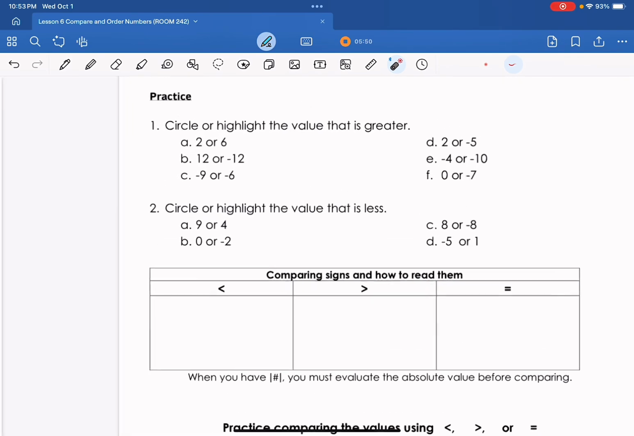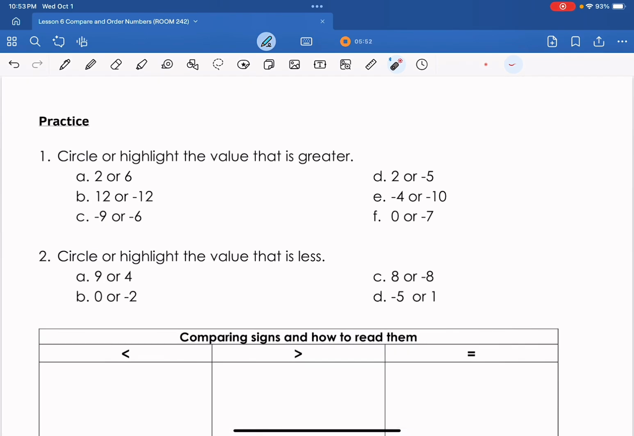Okay, so this one's for us to practice ourselves. So we're going to practice comparing some integers ourselves. So this says you can circle or highlight the value that is greater. So for the time being, I will highlight them. So we have 2 and 6.